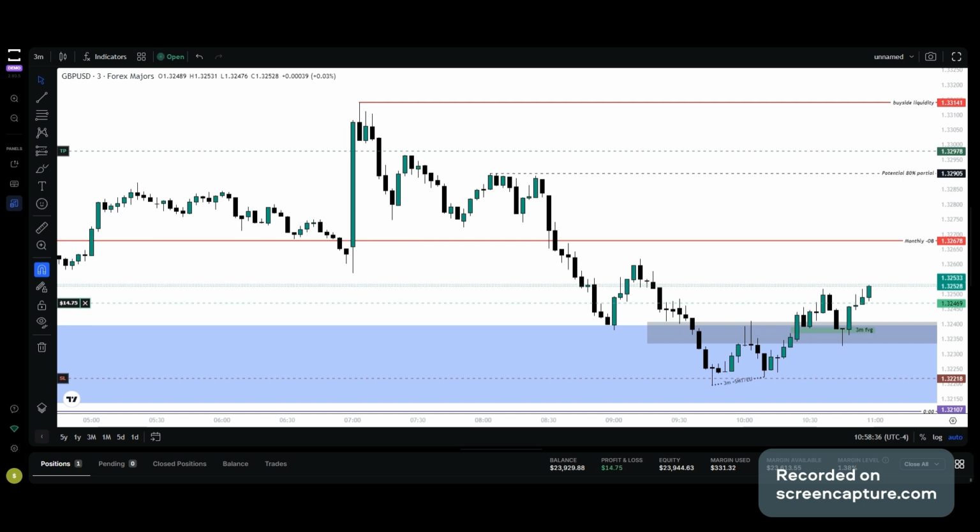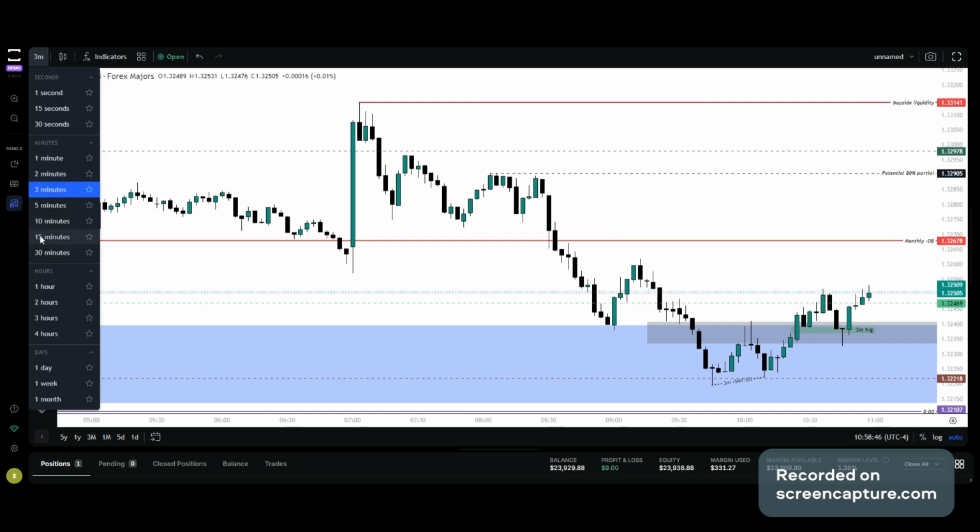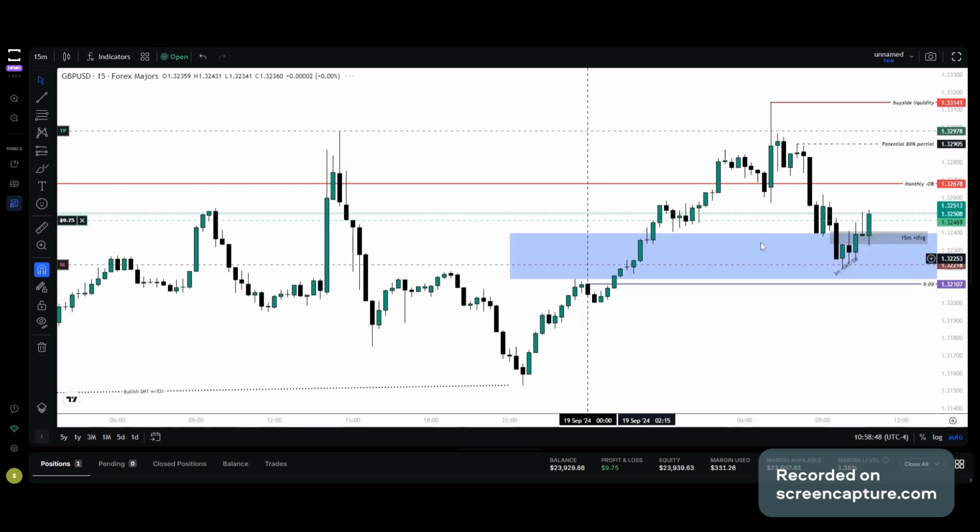Yeah, it'd be really nice if we leave a 15-minute displacement somewhere between. Let's go to the 15-minute. Between this high and this 15-minute inverted fair value gap, it'd be nice if we just leave a nice displacement somewhere in that range.